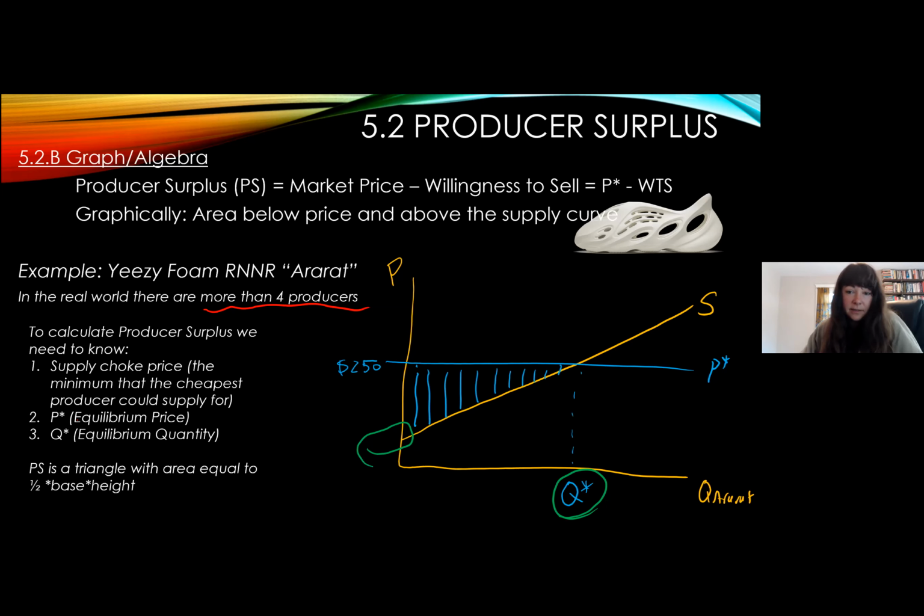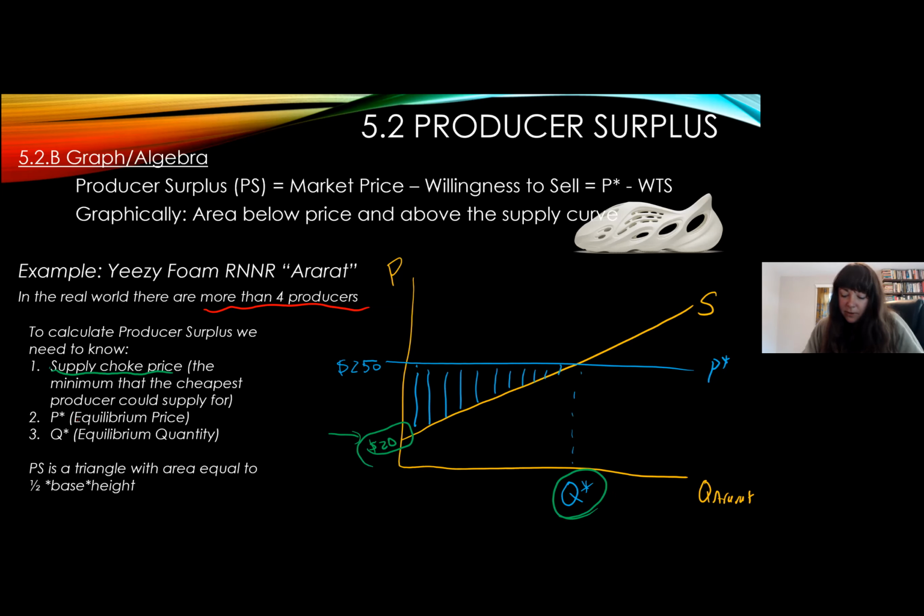Although if I had these sneakers, I would give them to you for free. Sorry. But that point right there is a supply choke price. That's the minimum that the cheapest producer could supply these sneakers for. So maybe that's something like the price of shipping plus some reasonable profit. The type of data that would help you look that up would be like the minimum starting bid on eBay. That would give you a good estimate of the lowest willingness to sell.